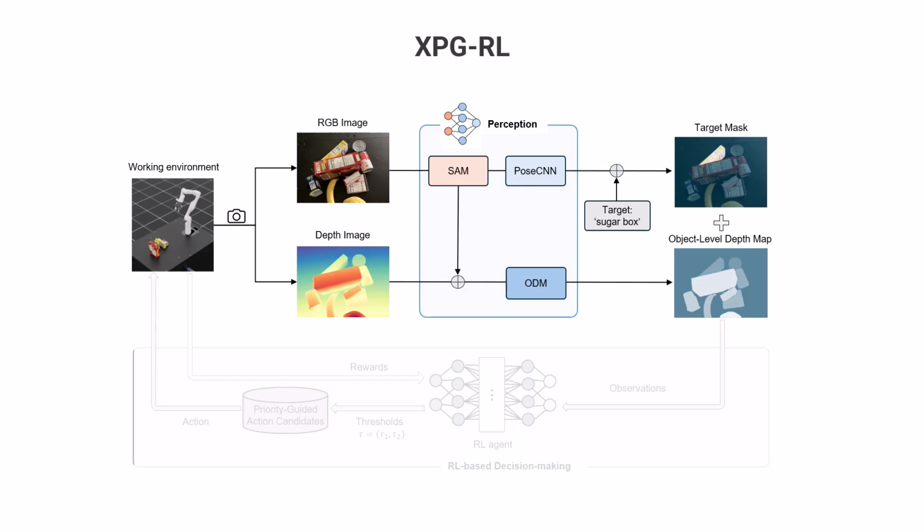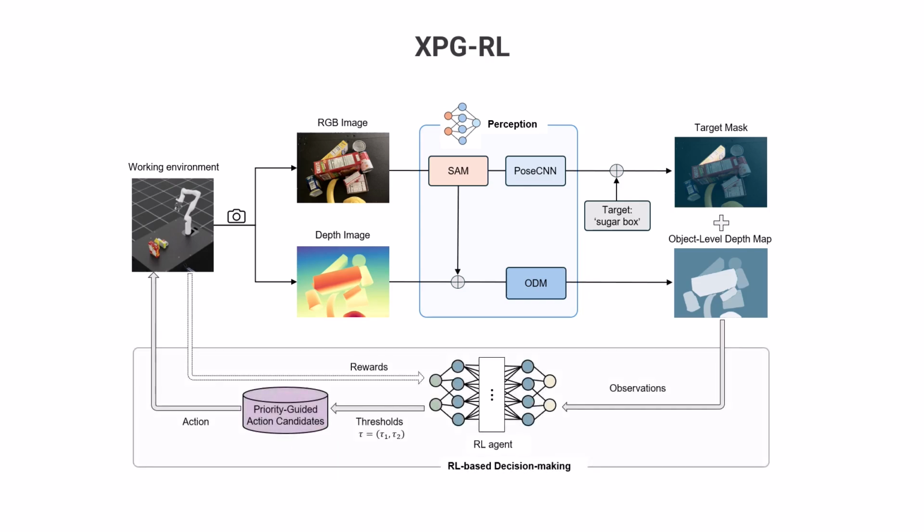This compact scene representation is then passed to the decision-making module, which formulates the task as a partially observable Markov decision process. The agent predicts adaptive thresholds and selects among a set of priority-guided actions, including grasping the target, removing occluding objects, or adjusting the viewpoint. Let's take a closer look at how these thresholds guide action selection within the XPG-RL policy.